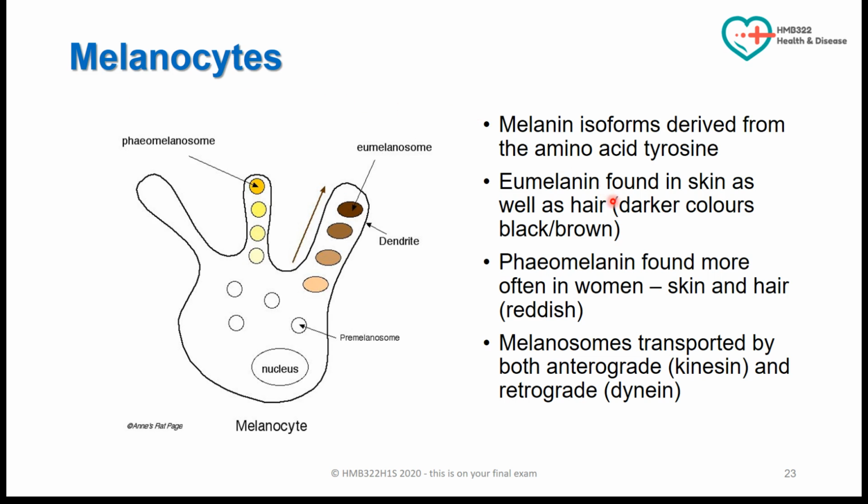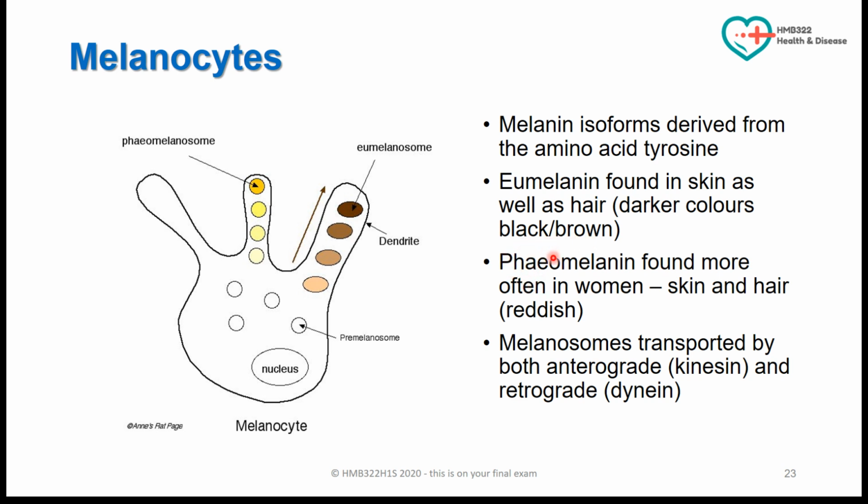So it's taken up by these cells. The amino acid tyrosine is then used to eventually form this melanin. So there are different versions of melanin. So there is eumelanin. This is often found in skin as well as in hair. And if you have eumelanin, a specific isoform of melanin, you will actually have these darker colors, which is the process that you're seeing here. So this is usually a darker brown color or a black, darker pigment.